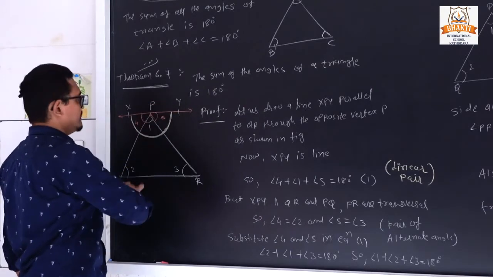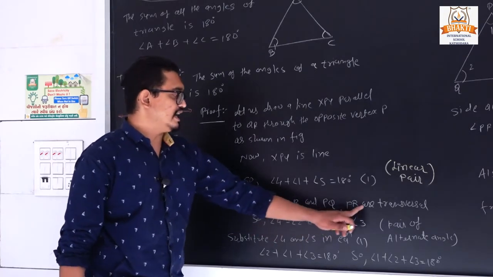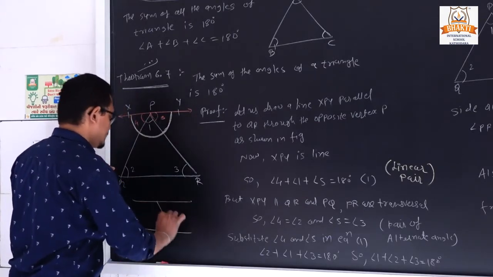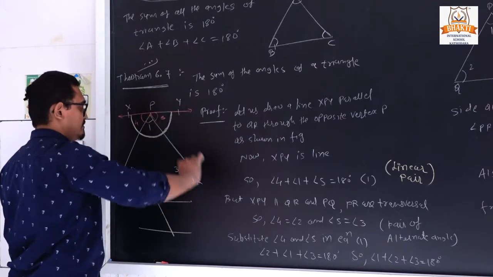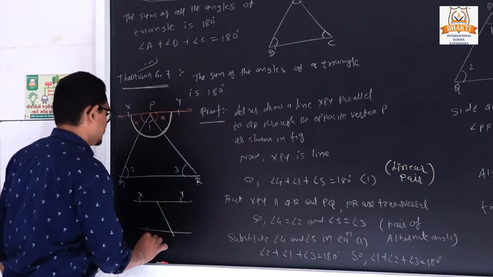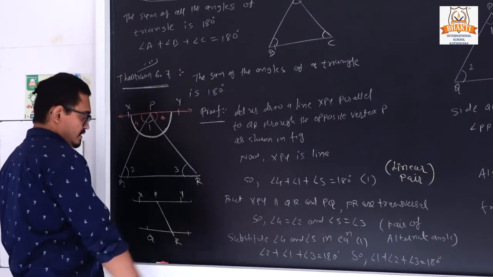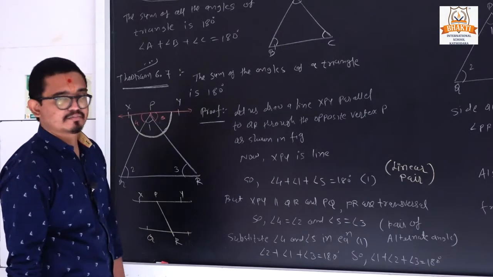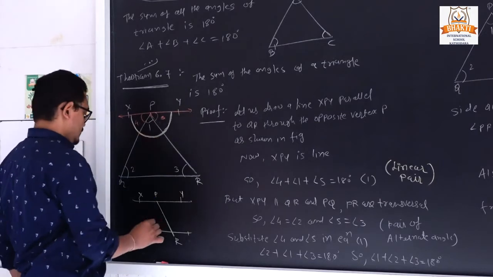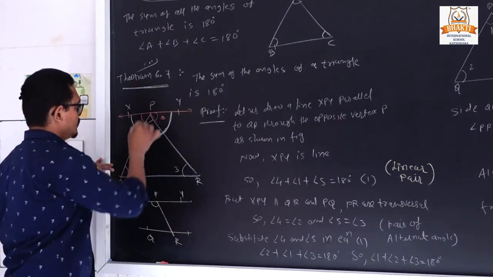Clear? XPY is parallel with QR and PQ, and PR is a transversal line. So suppose we have two lines. So PR is a transversal line. Clear? So this is XY and this is QR and this is our PR. So this is our transversal line. So it means what? Angle 4 and angle 2. So this is our angle 4 and this is angle 2.